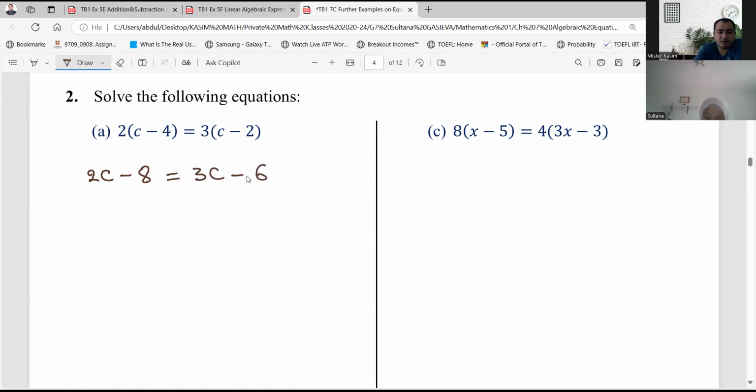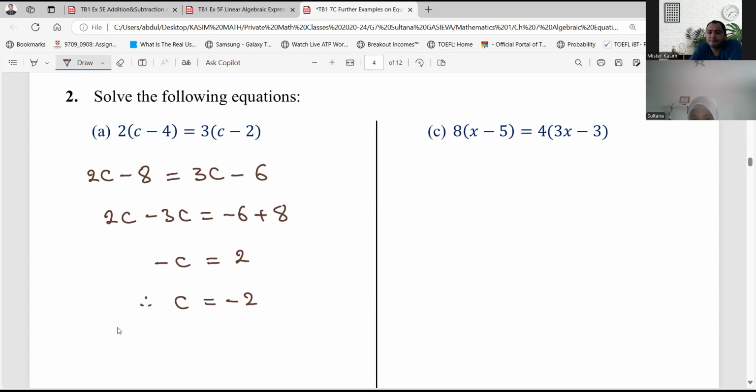And now we are familiar with this type of equation, right? So here we have 2c, move 3c to the left: 2c minus 3c equals negative 6 plus 8. 2c minus 3c is negative c. Negative 6 plus 8 is 2. So I multiply both sides by negative 1, so c is equal to negative 2. Right, Sultana? Again, here we are just using the distributive property, and after that, the properties of equality, right? Are you ready? Okay.